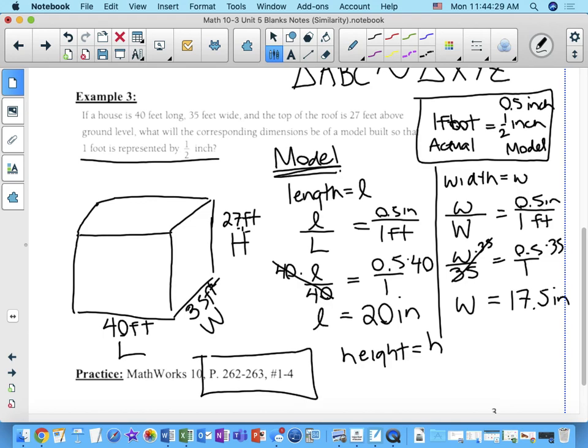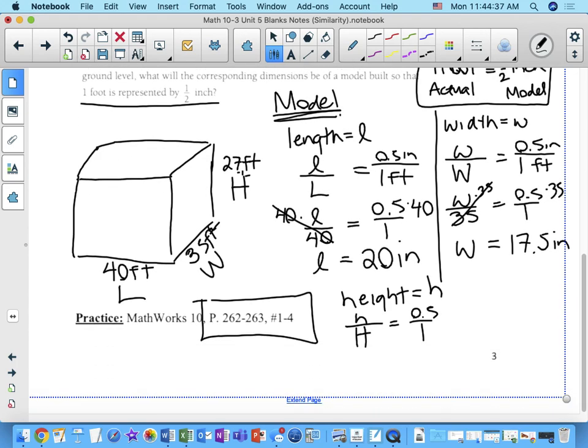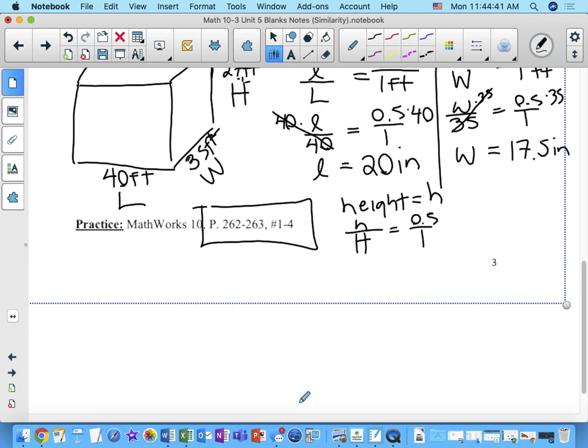So h over H equals 0.5 over 1. And the height is 27 feet, the actual height. So h over 27 equals 0.5 over 1. And then again, we have to multiply by 27. And these cancel. And that, I think, is 13.5 inches.